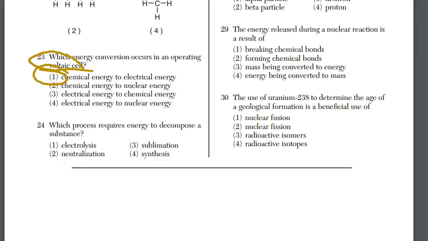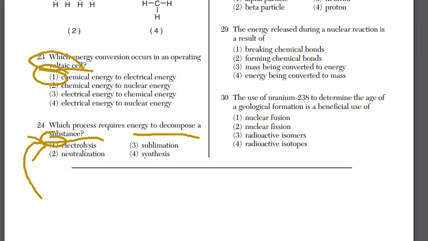For 24, which process requires energy to decompose a substance? Well, I go through the choices. Electrolysis. This is the other type of cell you can have, an electrolytic cell, where you take electrical energy and you break apart a substance, and lo and behold, that is the answer. Now let's go through the wrong choices quickly.